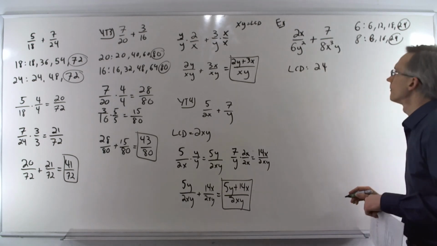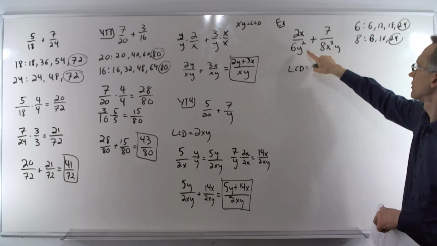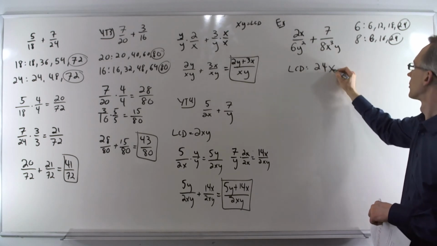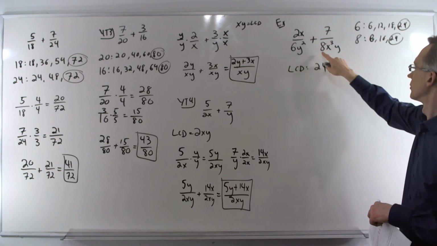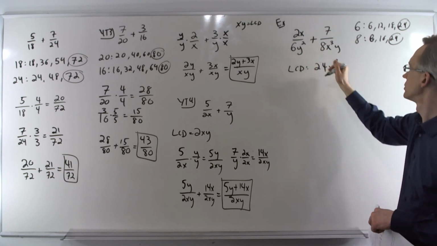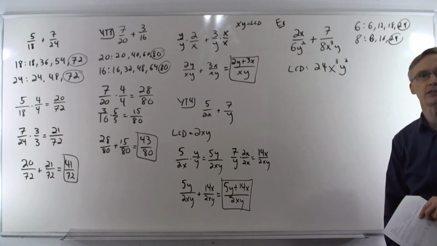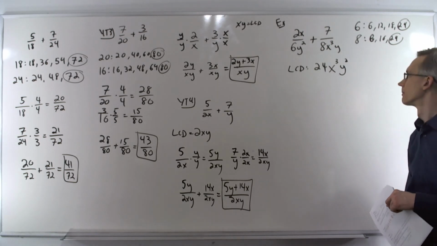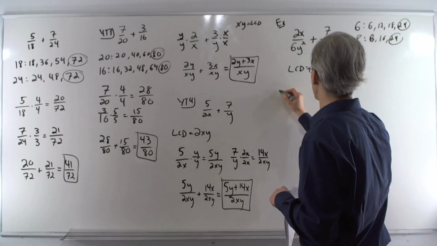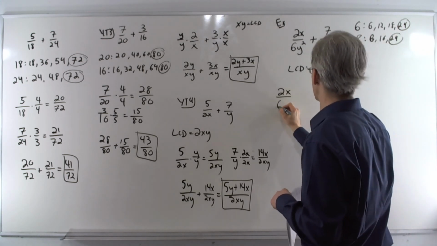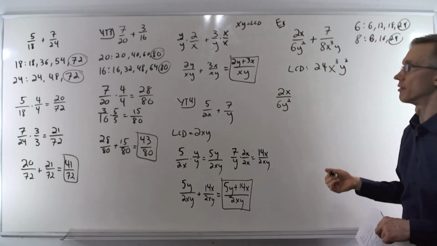Start with 24. Now let's look at the unique bases. We have x. No x's over here, just one here, so we'll use that one. X to the third power. Now with the y's, take the largest exponent between 1 and 2, that's 2, so the LCD is 24, x to the third power, y squared. All right, now let's find our multipliers. We're going to multiply these fractions by. You can either use the what's missing approach or the division approach.